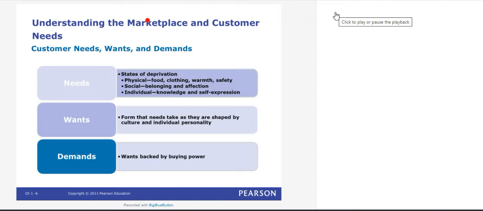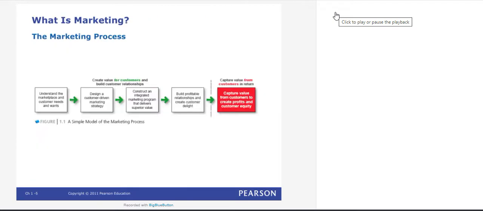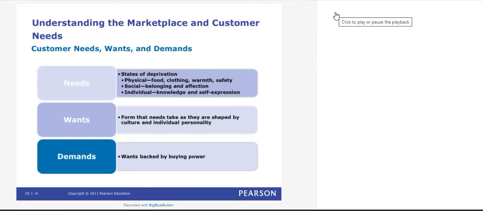In order to understand the marketing model, we need to do these four parts. This is the simple model of the marketing process. The first part is understanding the marketplace and customer needs. To understand the marketplace, you need to understand the difference between needs, wants, and demand.